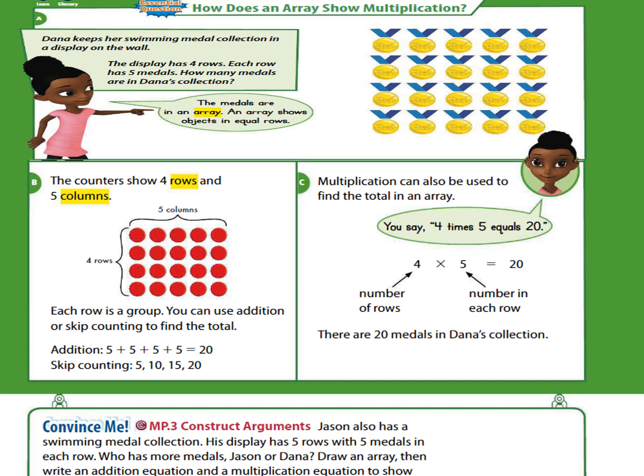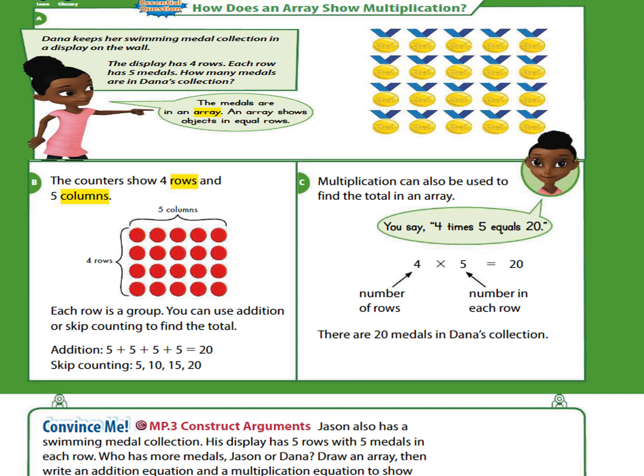Look at the picture. You will find objects arranged in rows and columns, so we can call this an array. Look down at the counters. The counters show 4 rows and 5 columns. We need to find the total number of medals or counters. We can say 5 plus 5 plus 5 plus 5 using repeated addition. Add and find the sum. The sum is the total number of medals or counters. Or use skip counting. Count by 5s to find the total number of medals.